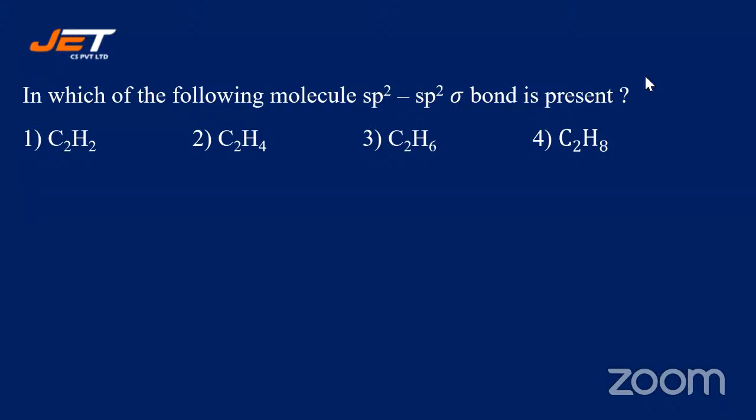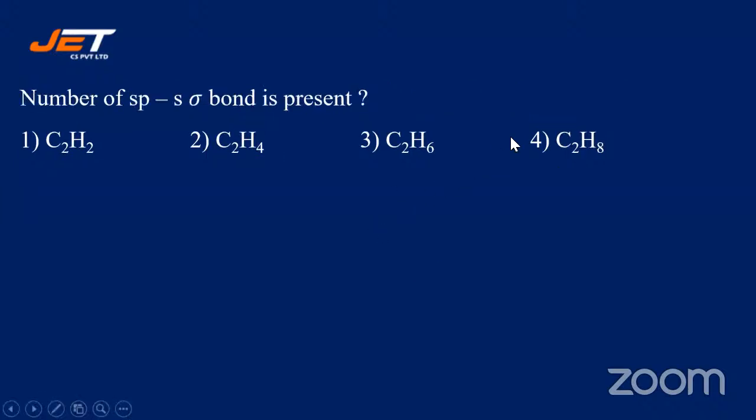Topic itself is a vast subject. Okay, it is option 2, that is C2H4, which is ethylene. It has sp2 sigma bond. Let us move to the next question.